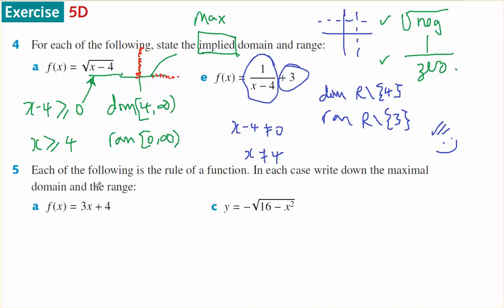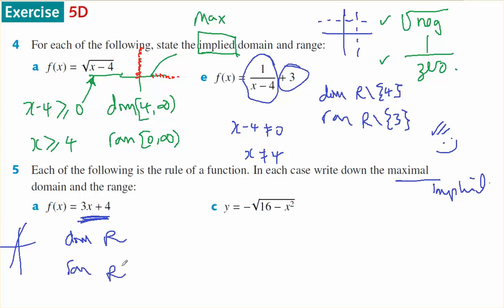Okay, question number 5. Each of the following is a rule of a function. In each case, write down its maximal domain, in other words its implied domain, and state its range. There isn't an issue with a linear 3x plus 4. Any value of x can go in there, so the domain will be all real numbers, and the range will be all real numbers.